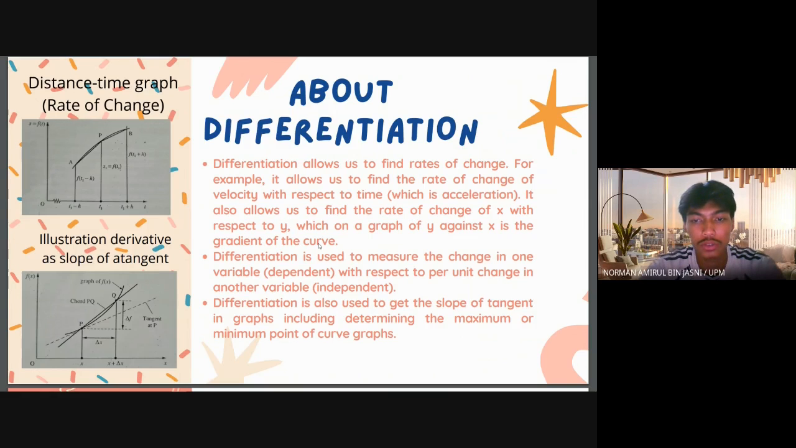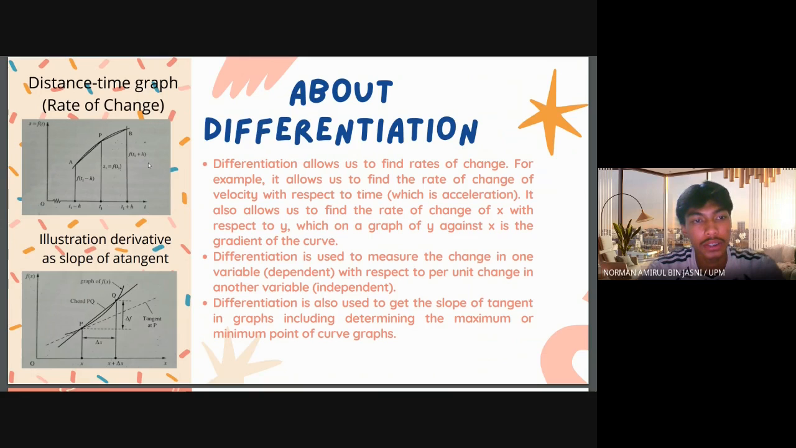Differentiation is used to measure the change in one variable that is dependent with respect to per unit change in another variable that is independent. Lastly, differentiation is also used to get the slope of tangent in graphs, including determining the maximum or minimum point of curve graphs.